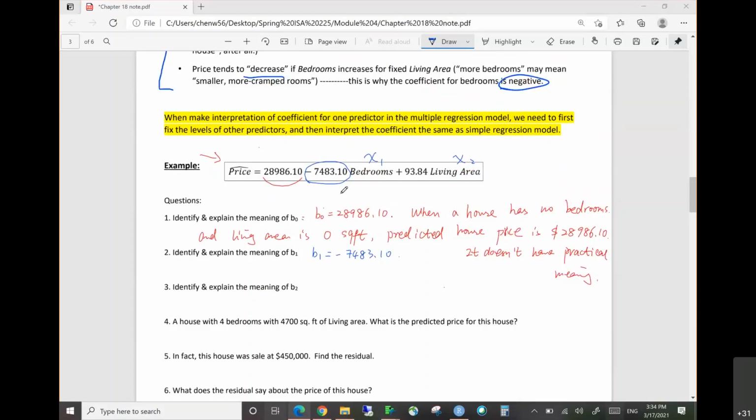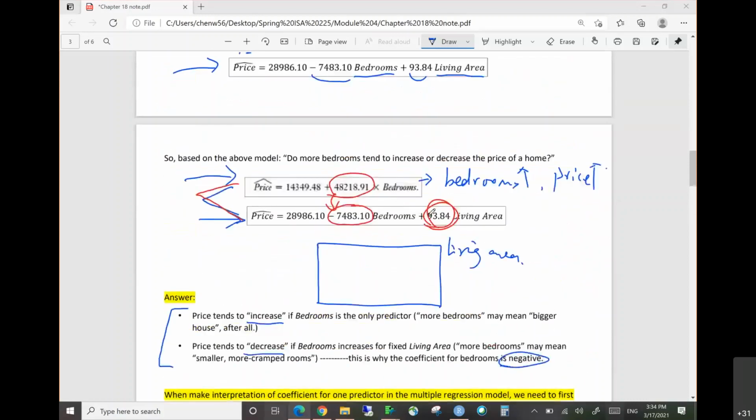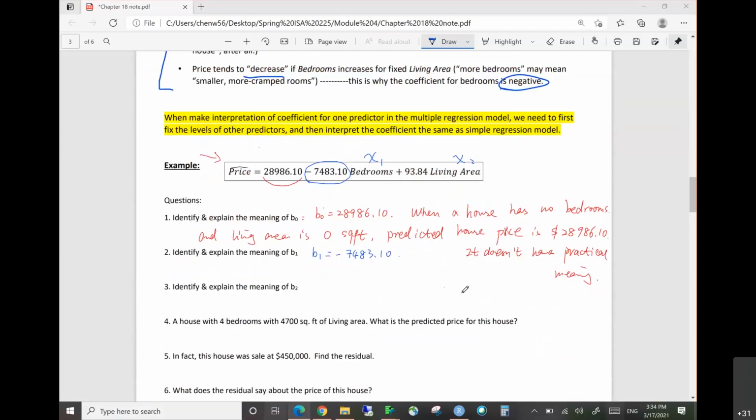Right, okay. Is that the case? Think about, is that the true case? If you explain this to your customer, does that make sense? If you have more bedrooms, the house price will decrease. Now it doesn't make sense because what? Because we have another variable in our multiple regression, right? So now when you interpret this one, that means what?